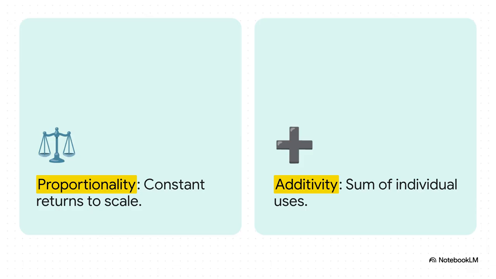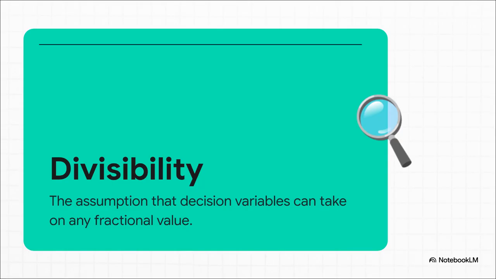Second, additivity means the total resource usage is literally just the sum of the individual uses. No weird overlaps, no synergies. If product A uses 3 hours and product B uses 2 hours, together they use exactly 5 hours. Simple, perfectly additive. The final letter in PAD is divisibility.